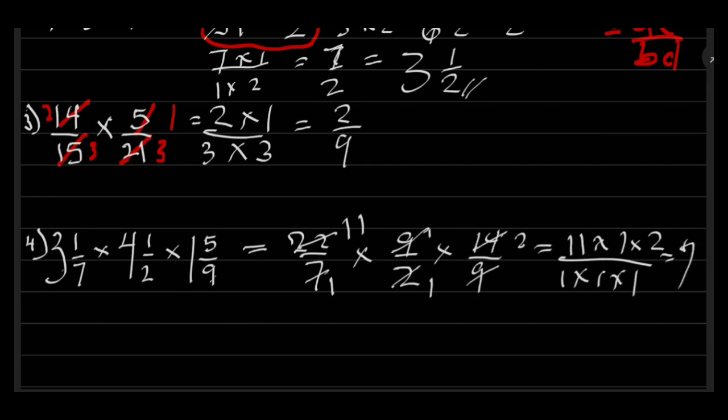Our final answer will be what? 22. So keep in mind that we don't write 1 as a denominator. No, we don't do that. Okay, so our final answer will be 22.